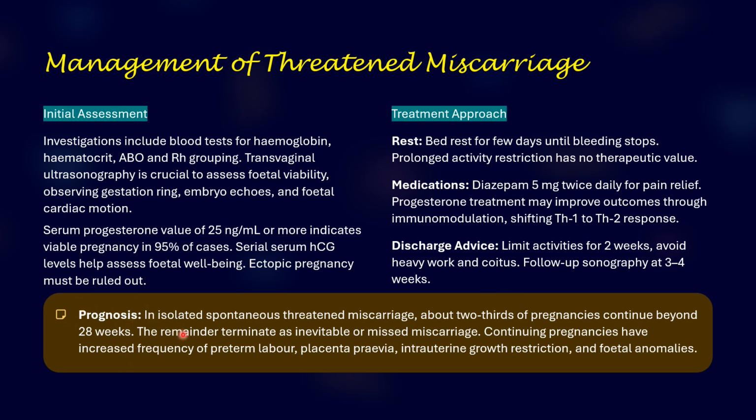In an isolated spontaneous threatened miscarriage, about 2/3 of pregnancies continue beyond 28 weeks of gestation, which is a good prognosis. In the remainder, termination as inevitable or missed miscarriage happens. Okay, so 1/3 becomes either inevitable or missed miscarriage. So the pregnancy that continues has an increased frequency of preterm labor, placenta previa, intrauterine growth restriction, and fetal anomalies.